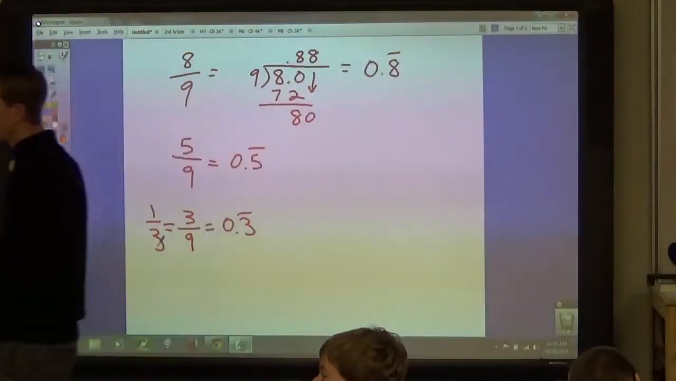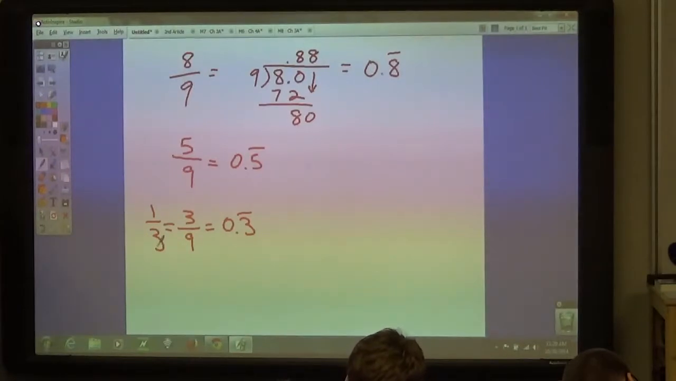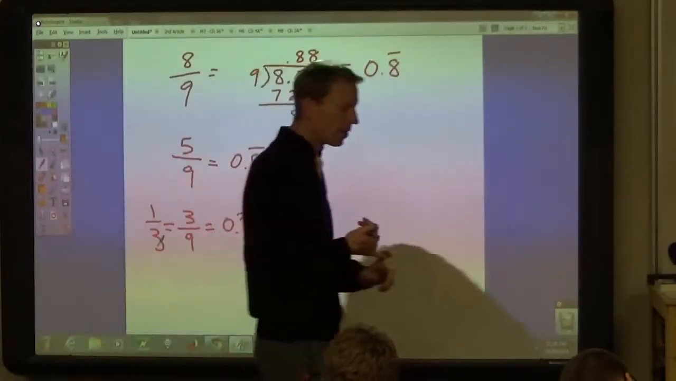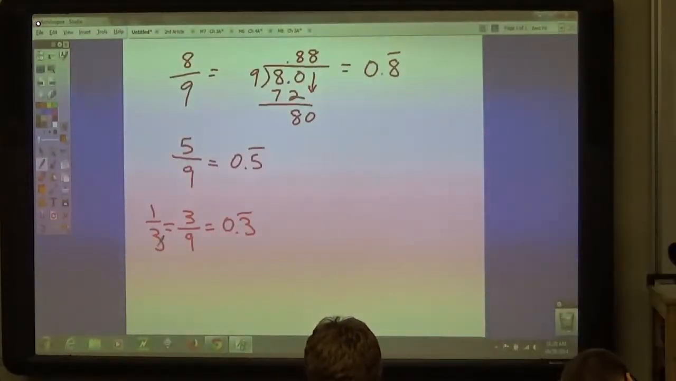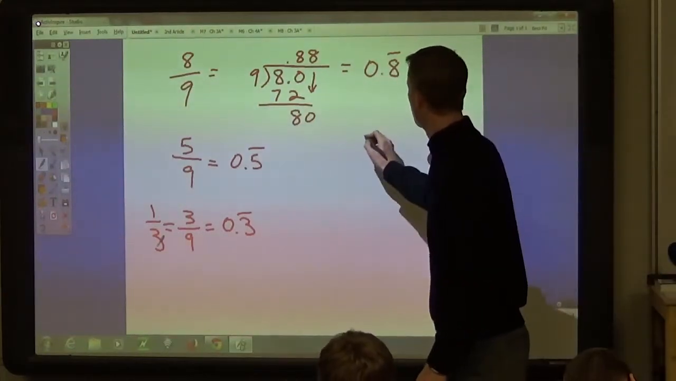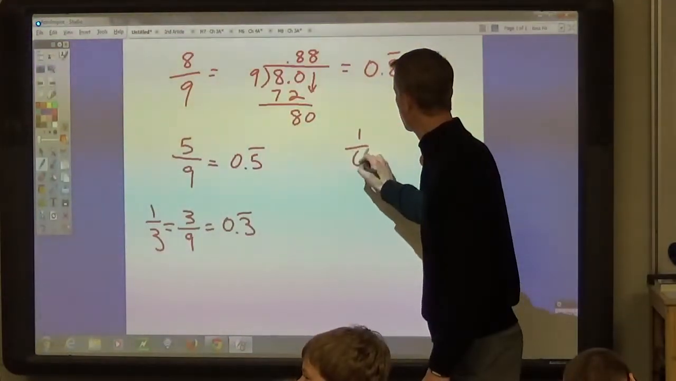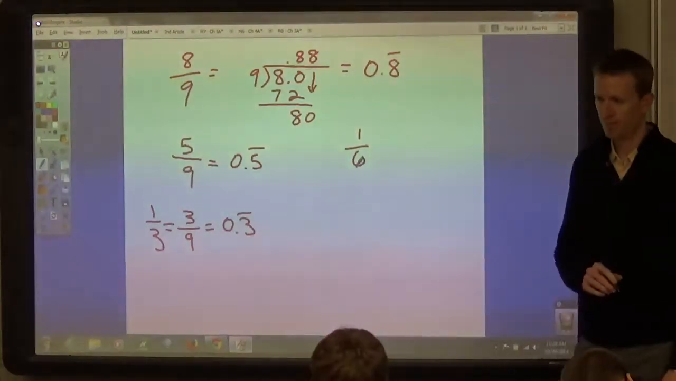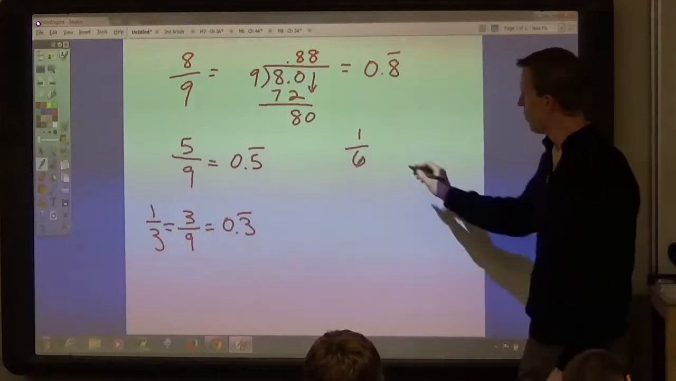Any questions about where to put the repeating sign? The repeating sign should go... So let's do 1/6. How would we do 1/6?